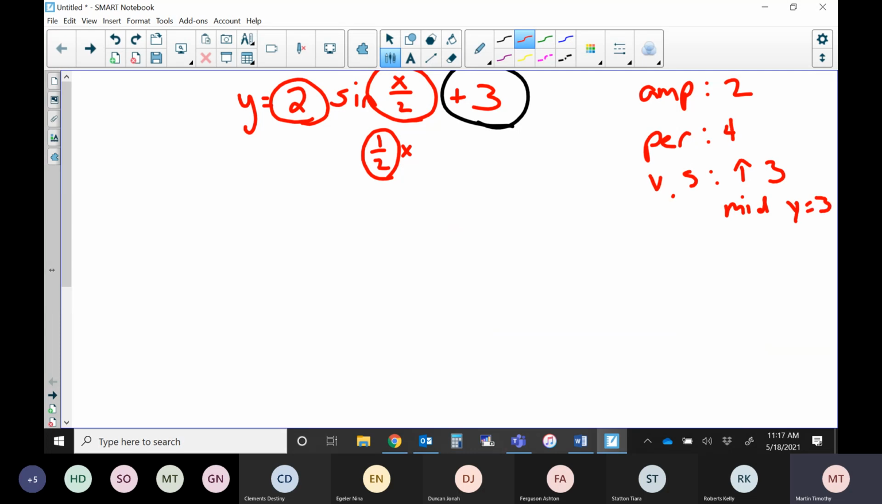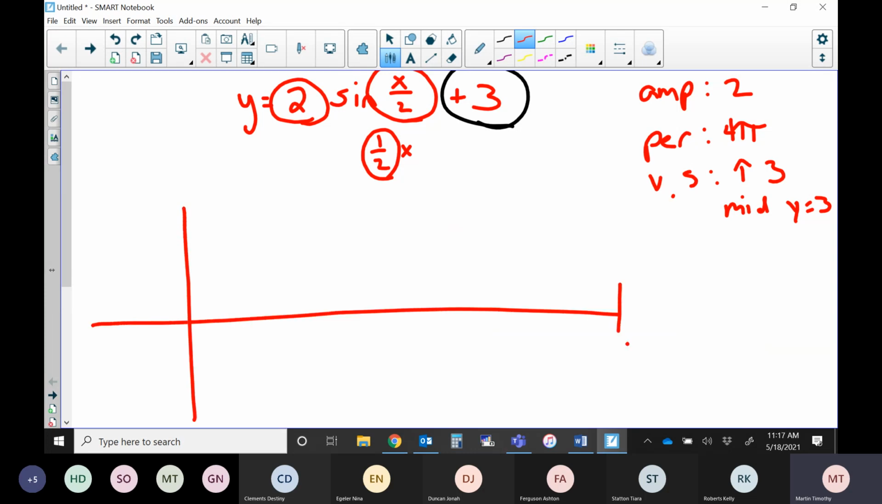All right, so let's deal with the period first. So let's build the period. My period is 4 pi. That means half of it is going to be 2 pi. That means half of that, where the maximum will happen, is going to be at pi. And the halfway point between 2 pi and 4 pi is going to be 3 pi. Does everybody understand how I use my period to get those x values?